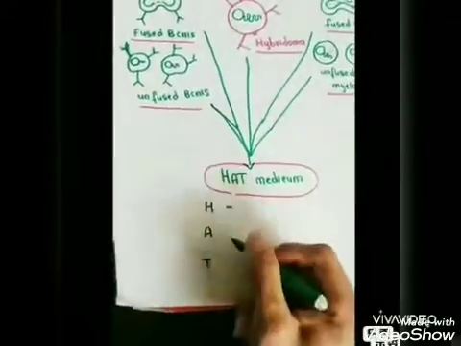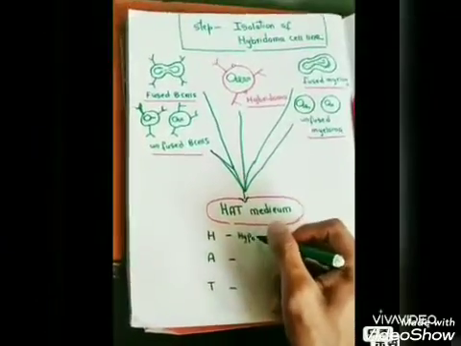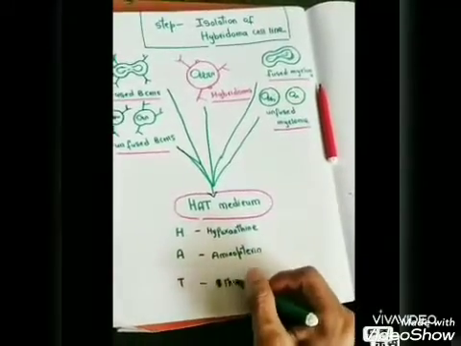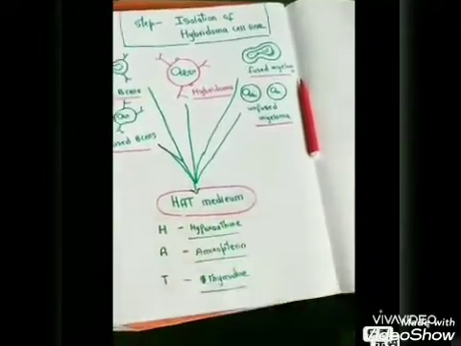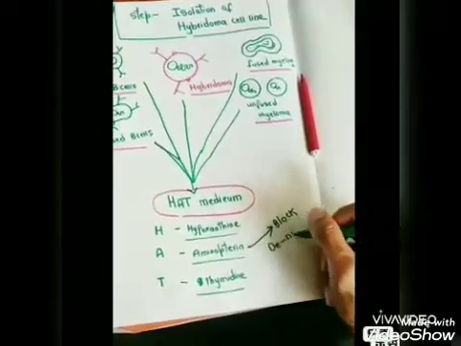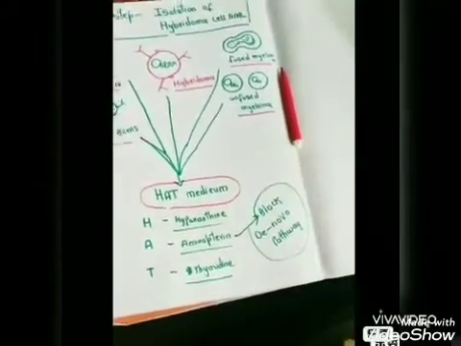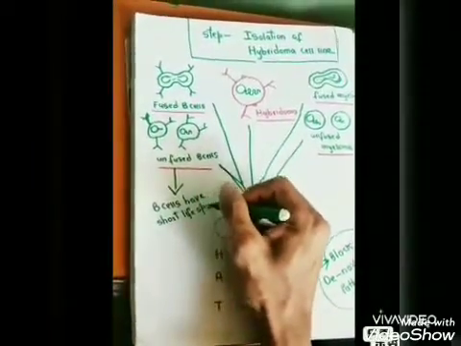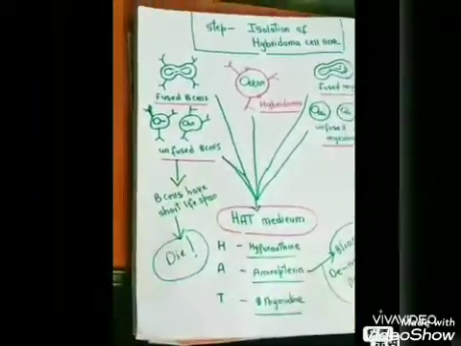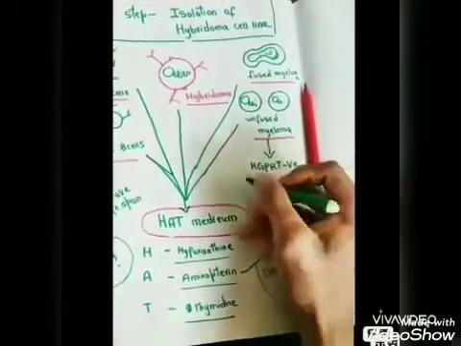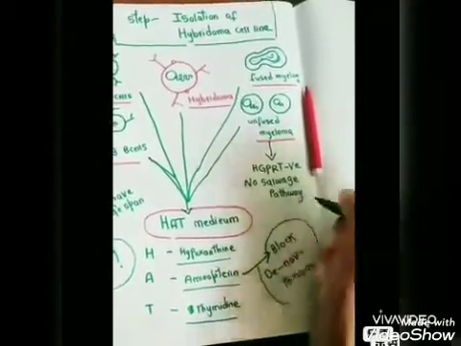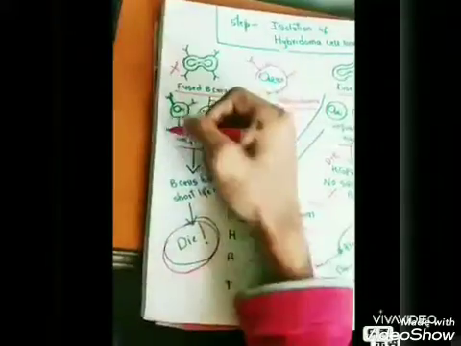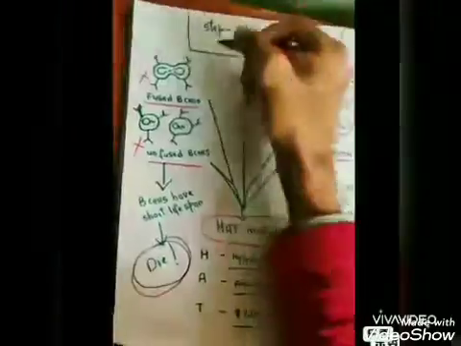HAT stands for H for hypoxanthine, A for aminopterin, and T for thymidine. In this, the aminopterin will block the de novo pathway, which will not allow the cells to divide by the de novo pathway. Remember, B cells have a short lifespan, so they will naturally die. And the myeloma cells are HGPRT negative, so they cannot synthesize by the salvage pathway, so they also will die.